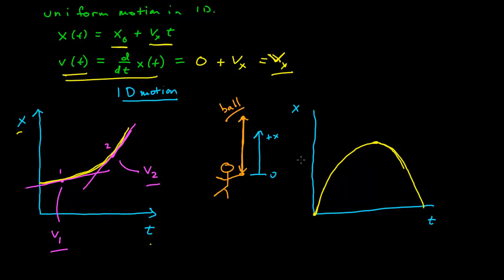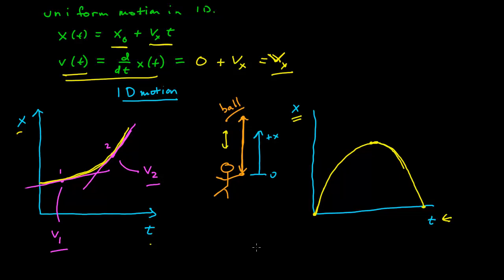Now remember, the ball is not being thrown this way. This is not a position axis. This is a time axis. The ball is only going straight up and down. It's only traveling along the x-axis. But as a function of time, x is growing until x reaches a peak, and then it falls until x reaches back to the position where it started.